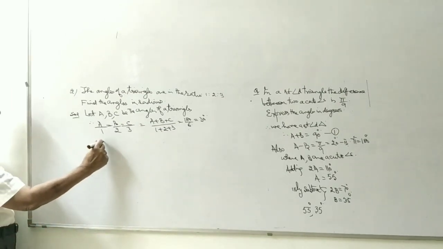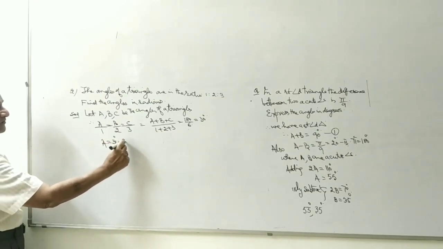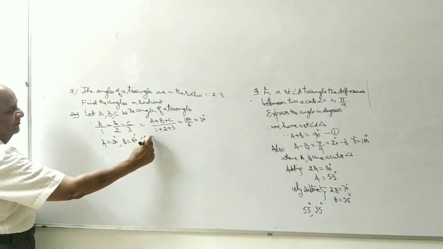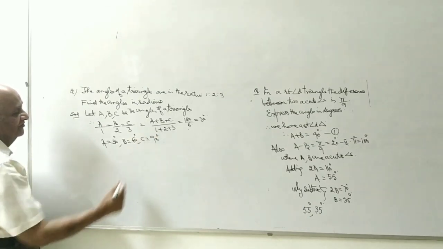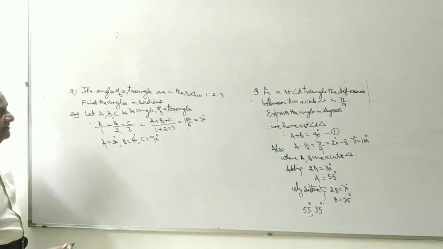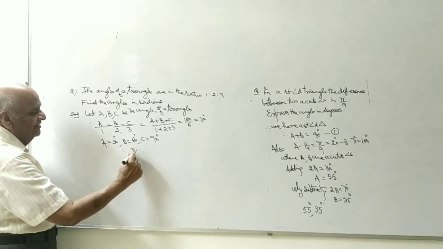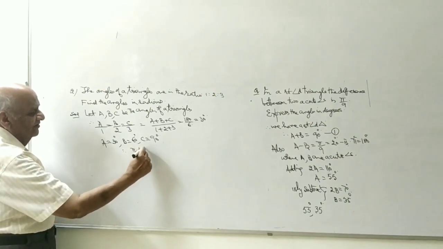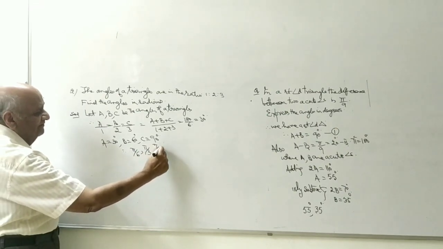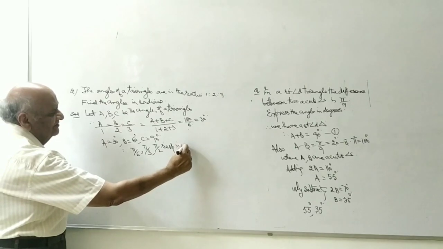See, use here the basic concept of ratio and proportion. Therefore, A is equal to 30 degrees, B is equal to 60 degrees, C is equal to 90 degrees. Now these are the angles in degrees, but we want the angles in radians. Therefore, it is pi by 6, pi by 3, and pi by 2 respectively in radians.